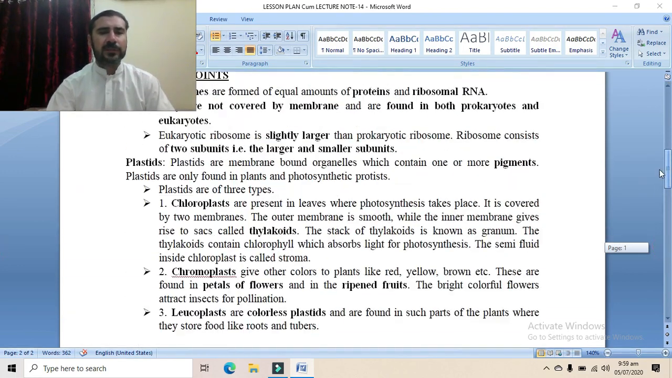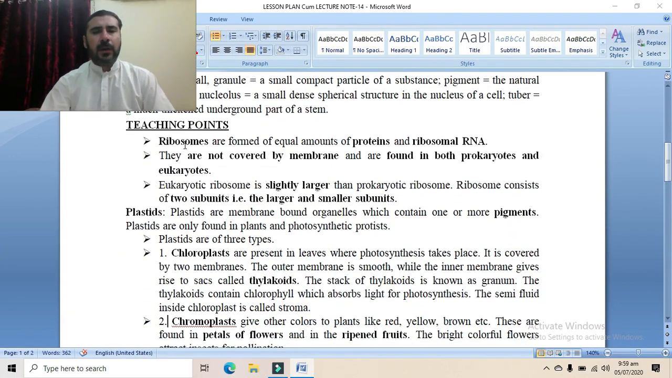We will move towards the teaching points. Ribosomes are made of equal amounts of proteins and ribosomal RNA. As we have already studied, ribosomes are basically synthesized by the nucleolus, and the nucleolus is found inside the nucleus. Now its composition is that it is made of equal amounts of proteins and ribosomal RNA. Ribosome contains 50% proteins and 50% ribosomal RNA.